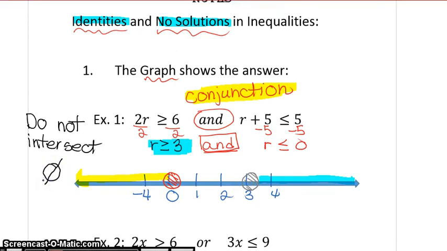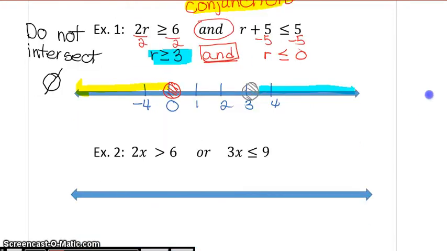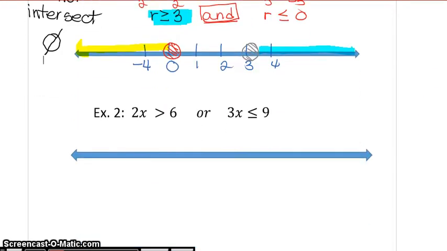Let's look at the next one. Again, at first it looked like we had a solution, but when we graphed it, it was clear that they do not intersect, so it is a no solution. Again, we have here two very simple inequalities. So we just have x is greater than 3 or x is less than or equal to 3. Again, just graphing it on the number line.